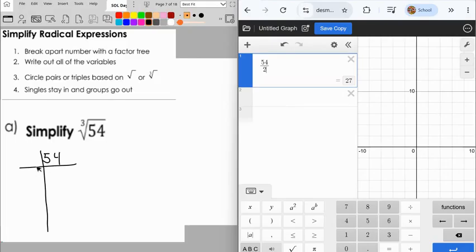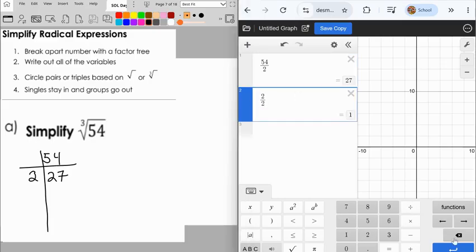54 divided by 2 is 27. We cannot divide 27 by 2. 27 divided by 2, we get a decimal. So let's try 3. 27 divided by 3 is 9. 9 divided by 3 is 3. And 3 divided by 3 is 1. Okay, so that is 54 broken down.